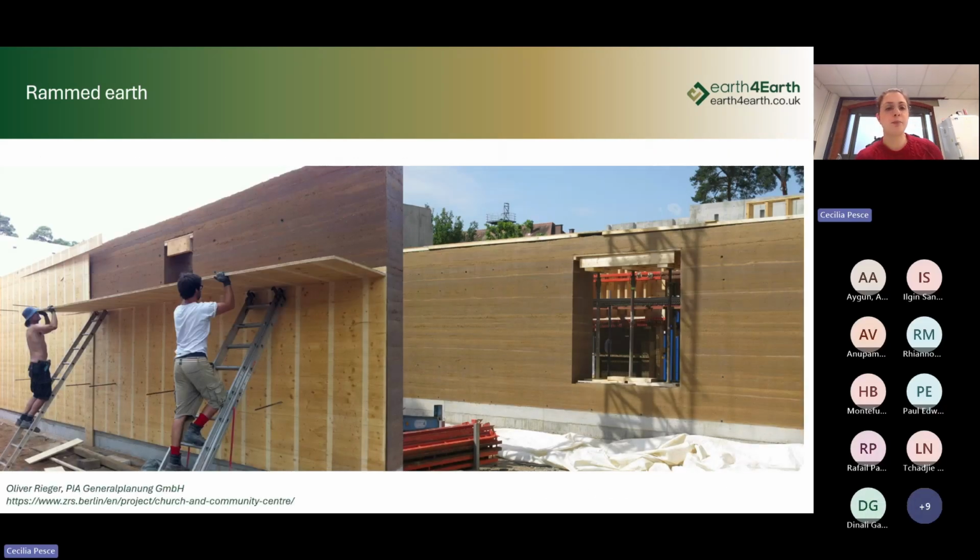This is another example of a modern building made in rammed earth. This is a modern church and community center, I think still in Germany. But this is the construction phase. Here the workers are removing the formwork, and we can see the fresh wall made of rammed earth is still dark because the soil is still wet.